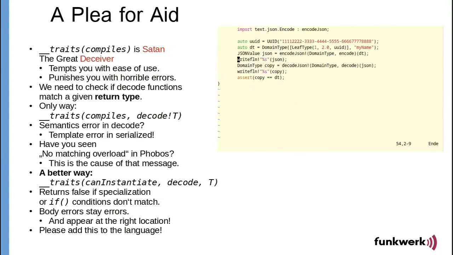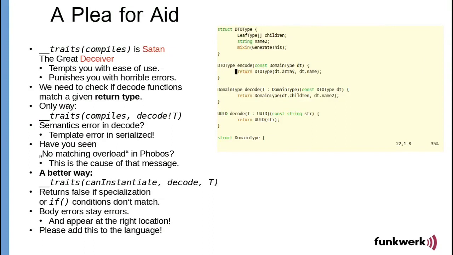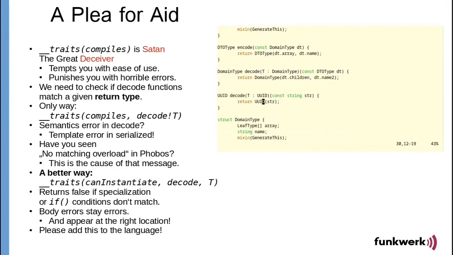And we get the same type back out because we fixed our decode function to just construct a UID instead of calling UID.fromString. And we definitely didn't have any other bugs in it. Yay. Moving on. The problem here is fundamental. The problem is that we have to look if we can instantiate our decode function with a given type, with the type that we're interested in. And the absolutely only way to do this is traits compiles.